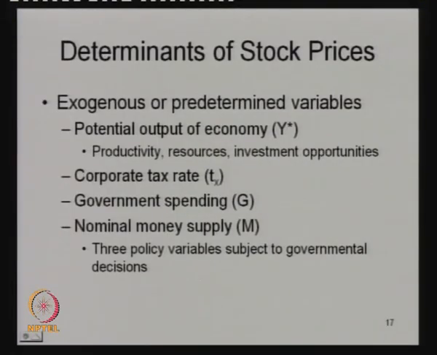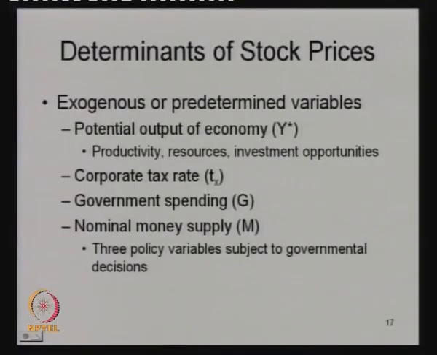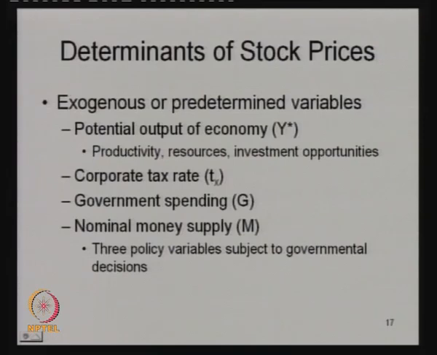Then government spending can also have an effect. If the government spends more on infrastructure, that is going to lead to growth in the infrastructure sector, and the companies which supply goods to the infrastructure sector are going to perform better. Then obviously, as we discussed, there is the money supply, whether the policy is contracting or relaxing, which is going to affect the interest rate, and the stock price is going to be affected. So these are three different policy variables subject to government decisions.